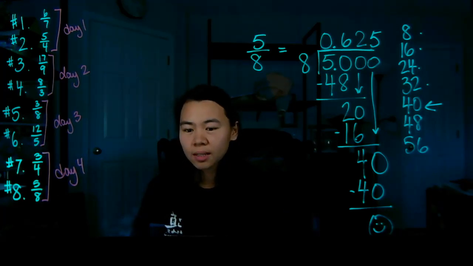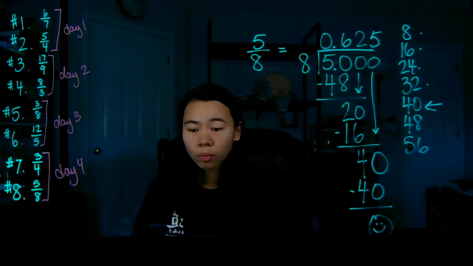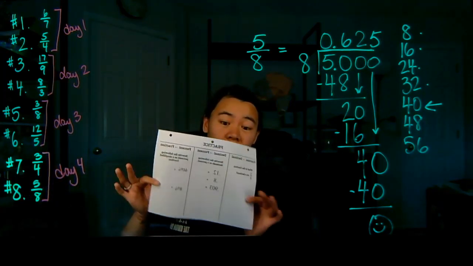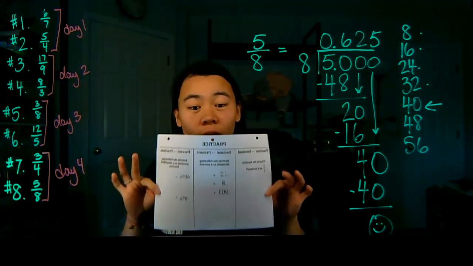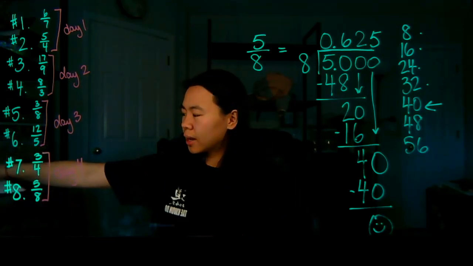All right, so that is daily division for day 4, problems number 7 and 8. Again, you're writing this in your note sheet so that we can fill out our notes, take a picture of your note sheet, and put it in your daily division slides.